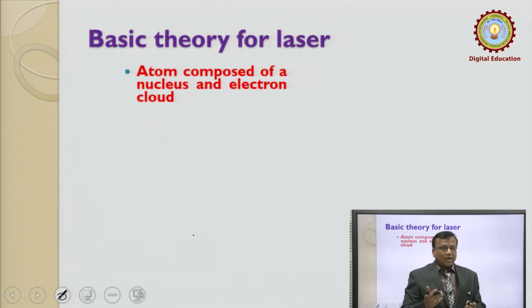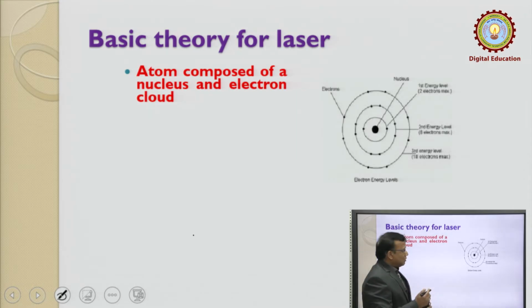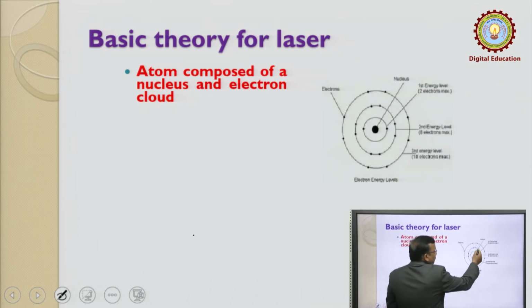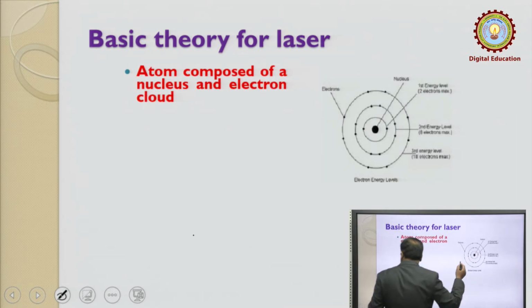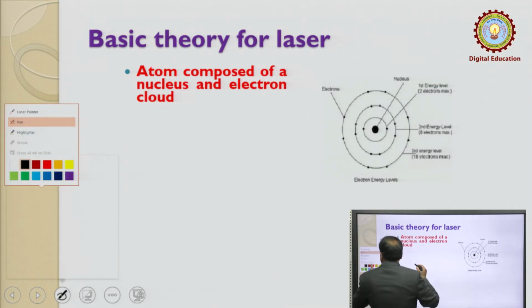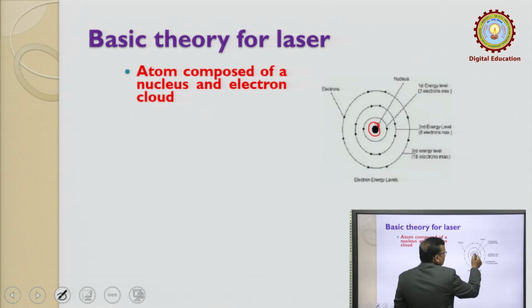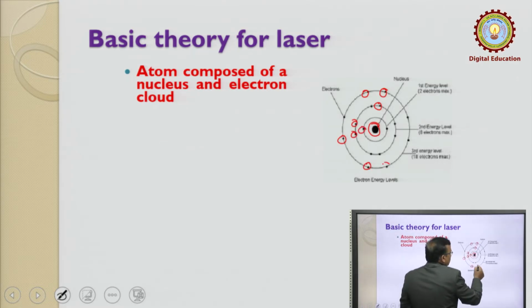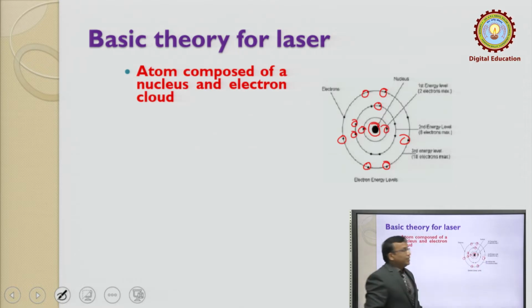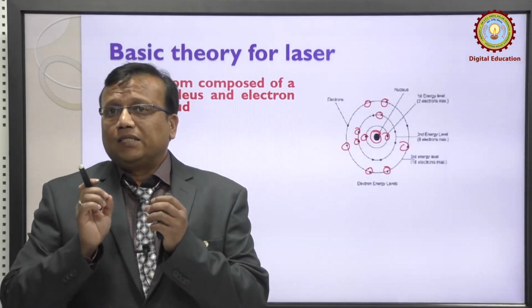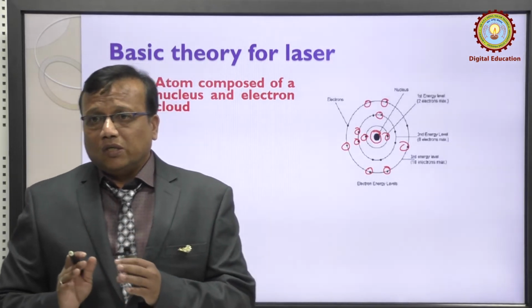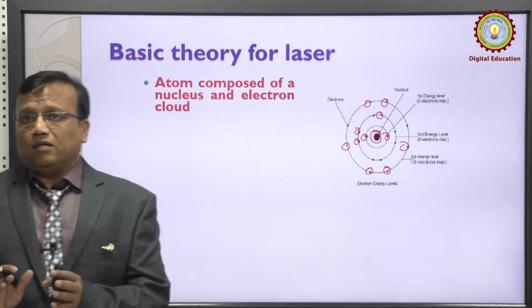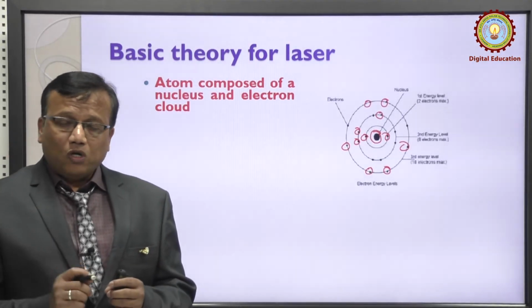So what is an atom? As we have seen in the previous classes, an atom has a structure which has a nucleus and electrons revolving around the nucleus. So we can say that an atom is composed of a nucleus and the charged particles, electrons, and the nucleus is also made up of protons and neutrons.